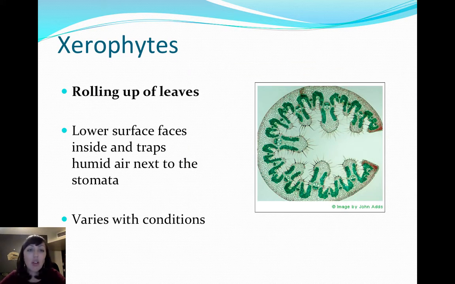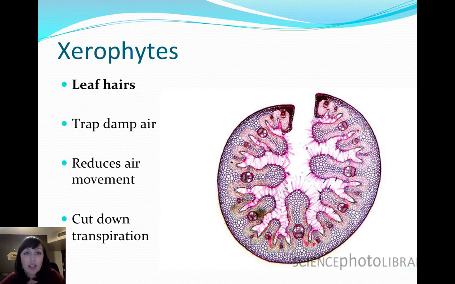Rolling up of leaves, okay, so the lower surface faces inside and traps humid air next to the stomata. And this, of course, is going to vary with conditions. They have leaf hairs, which are interesting. So these will trap damp air, and this helps to reduce air movement, which we learned that air movement or wind increases rate of transpiration. But in a plant that's trying to constantly decrease their rate of transpiration, having these cavities where air movement is decreased and damp air can maintain, this will cut down transpiration.